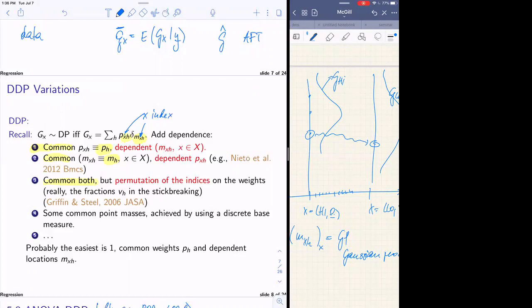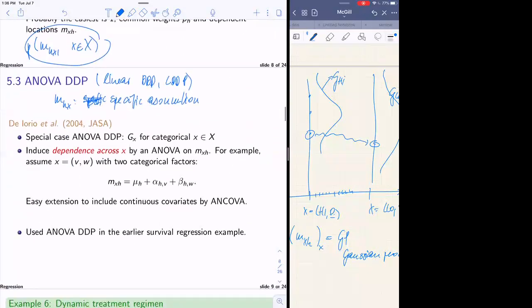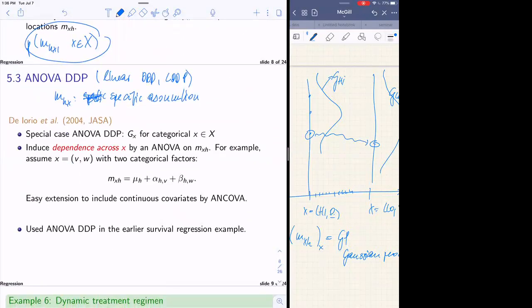As already reflected in the comments, the problem of specifying a DDP prior essentially boils down to coming up with a good prior probability model for the M sub XH as the X varies in the covariate space. This is really what it all boils down to, right? All your questions were focused on that, I think brilliantly so, because it's really cutting to the core of the problem, yeah? And here's perhaps one of the easiest ways of doing that, which is the linear DDP or ANOVA DDP.